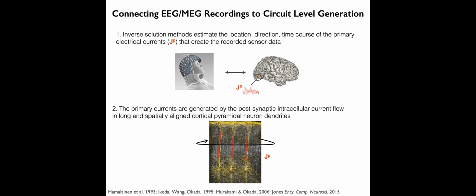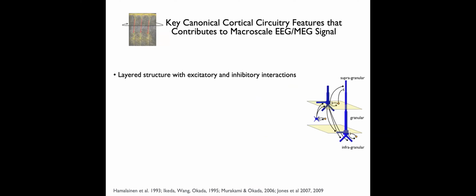So given that this is where the signal comes from, there are some key canonical cortical circuitry features that we should take into account in our model if we want to connect to the circuit level detail with our EEG or MEG signals. The first is that the cortex is a layered structure. It contains synaptically coupled excitatory and inhibitory neurons across the layers, including these pyramidal neurons with these long apical dendrites in both the supragranular and infragranular layers.